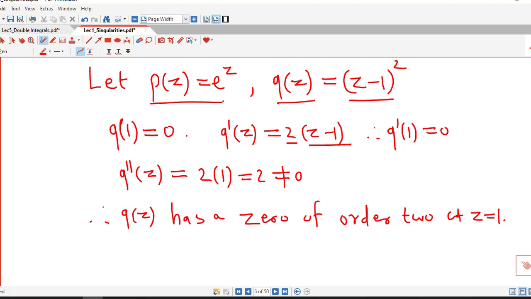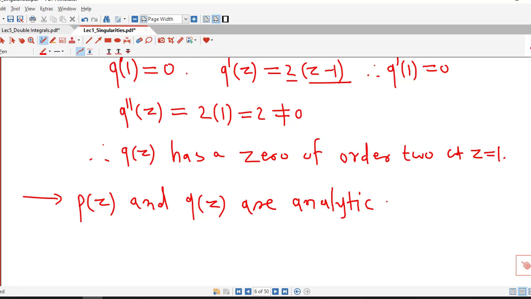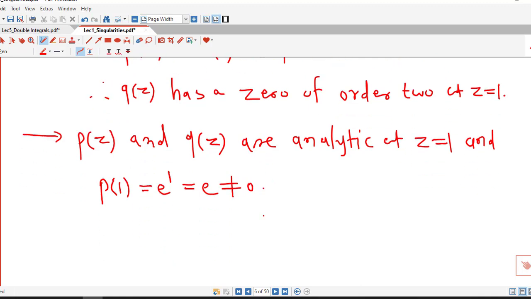and the value of this function p of z at z equal to 1 is e raised to 1, that is e, so it is non-zero. And both the functions are analytic. P of z and q of z are analytic at z equal to 1, and the value of function p at z equal to 1 is e raised to 1, which is e, and it is non-zero. So both the conditions of that result are satisfied.